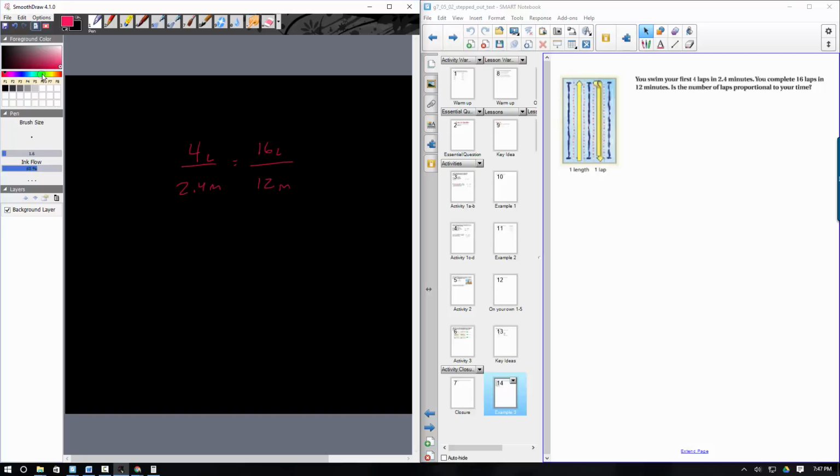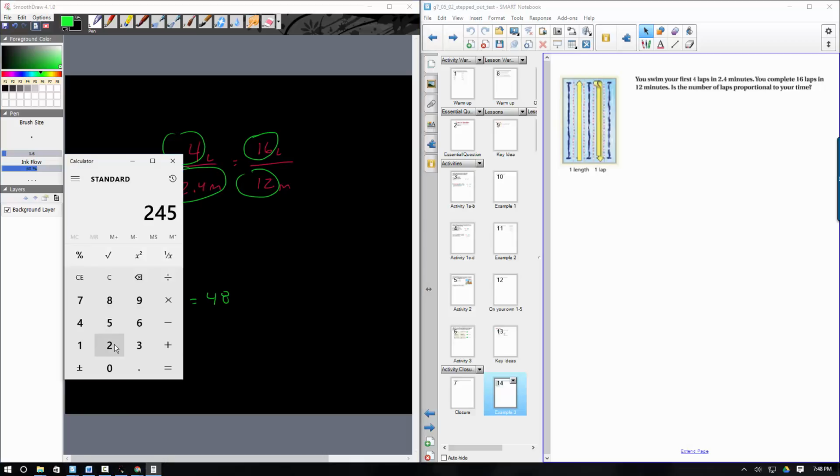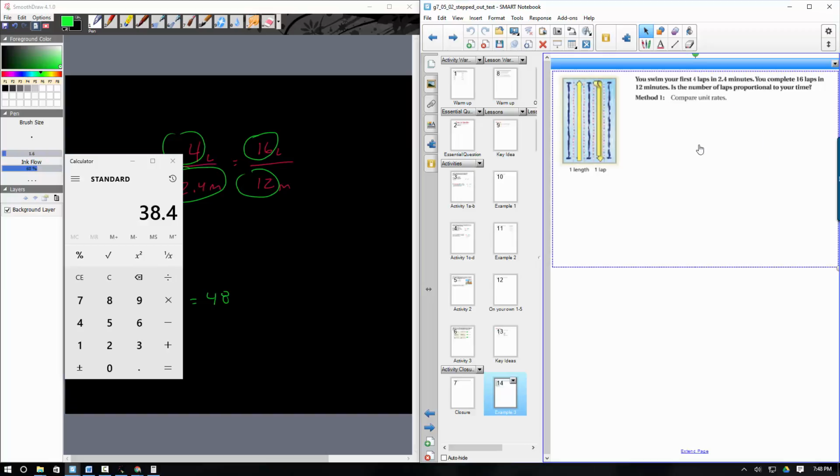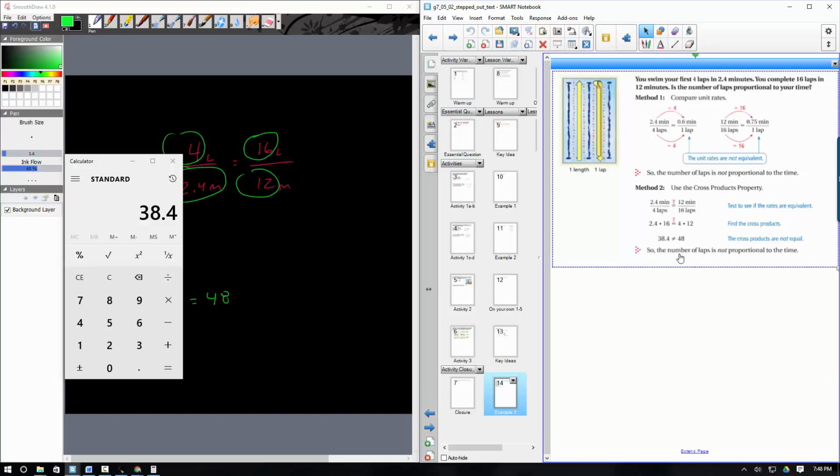So let's just cross multiply and see what we get. So if I multiply these two here, 4 times 12 equals 48. And then 2.4 times 16, write that down, 2.4 times 16, I get 38.4. It's not the same, so they are not proportional. And notice I had the 48 and the 38.4. That's what it's showing right here. And that is really the lesson.